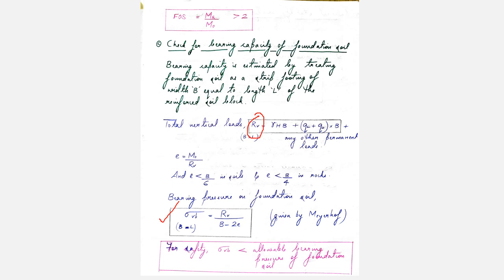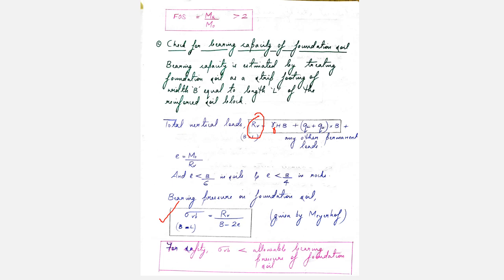So here our B is equal to the length of the reinforcement. So gamma is actually gamma R, which is the unit weight of the reinforcement fill, the soil fill. Okay. So once you have calculated the total vertical load coming on the foundation, then we have to check the eccentricity. So eccentricity is equal to the overturning moment divided by the vertical load. Now the overturning moment you have already calculated.